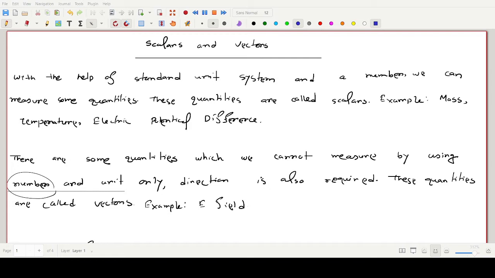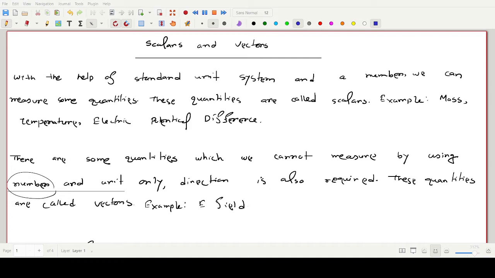Now what is a scalar? A scalar is a quantity we can measure with the help of a standard unit system and a number. For example, temperature. If we say the temperature of my room is 18 degrees Celsius, then to represent the temperature we needed a number, that is 18, and degrees Celsius is the unit. For all quantities this is not sufficient.